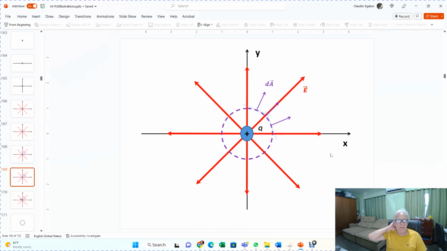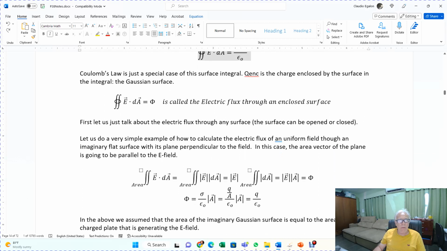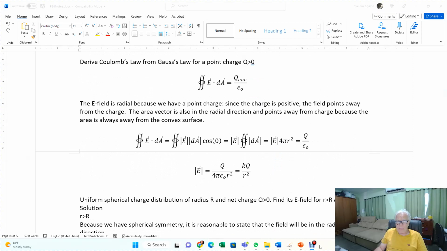Here you go. Here is the area vector perpendicular to the surface, tangent to the sphere. Okay, here is the radius of my Gaussian surface, centered at the middle of the charge. Radius r, lowercase r. Let's try to solve this problem using Gauss's law. Okay, point charge. So what we're doing here is to derive Coulomb's law from Gauss's law, right?